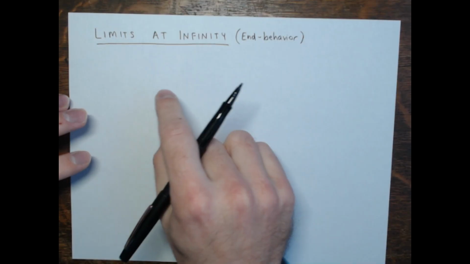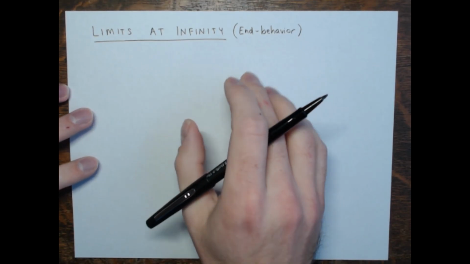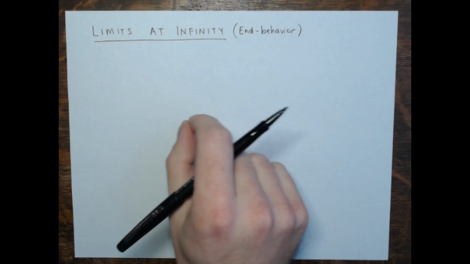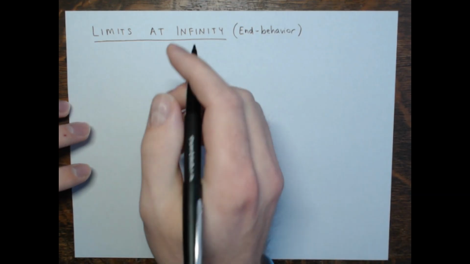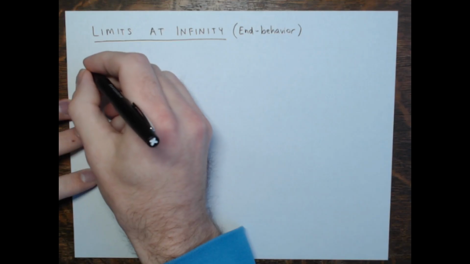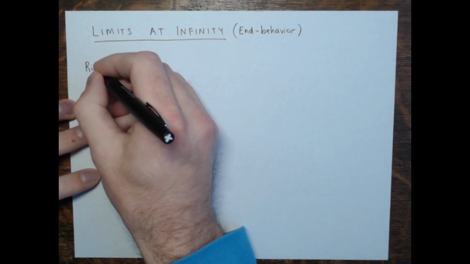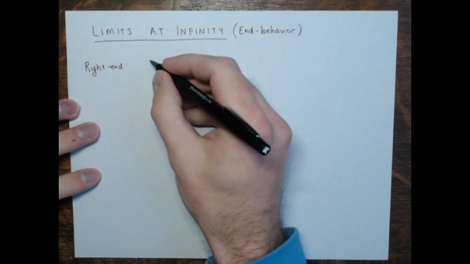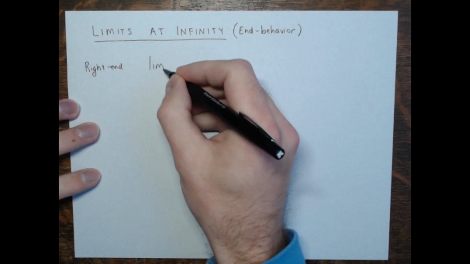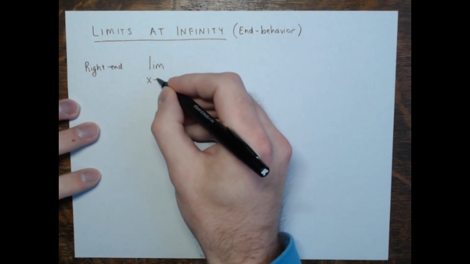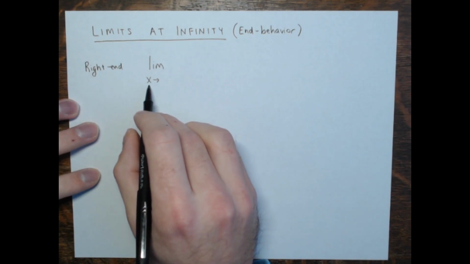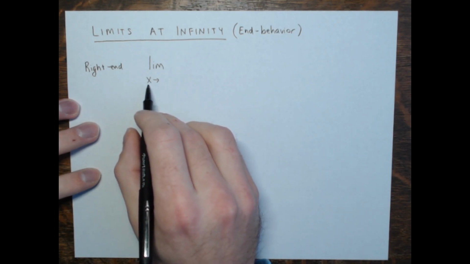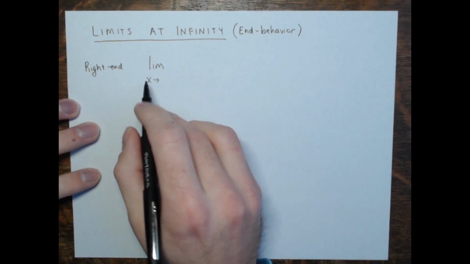Where is the graph of a function going to go? Where are the outputs going? To the far right and the far left. So you have your right end behavior. You'll be taking the limit as x approaches, let's just say x is my input variable, the independent variable for some function.